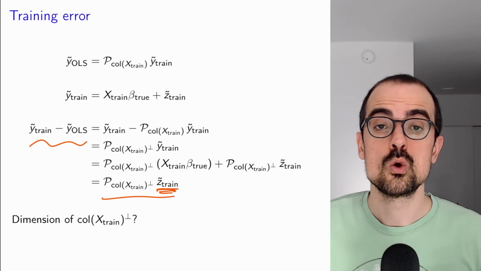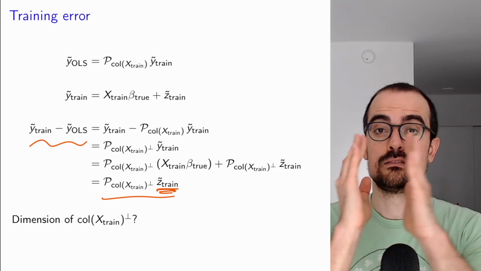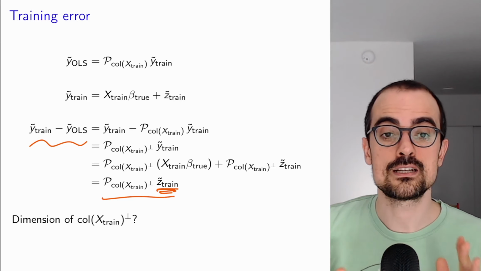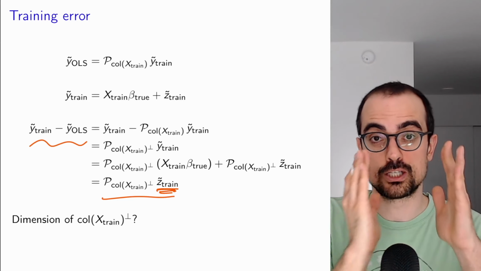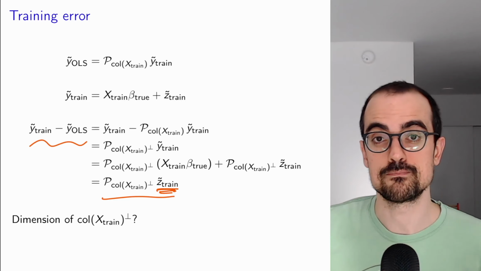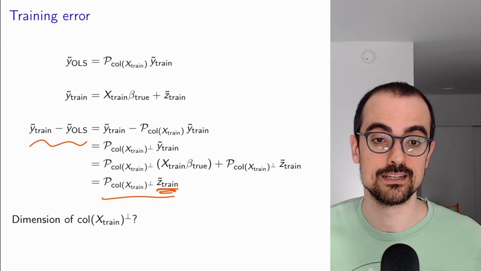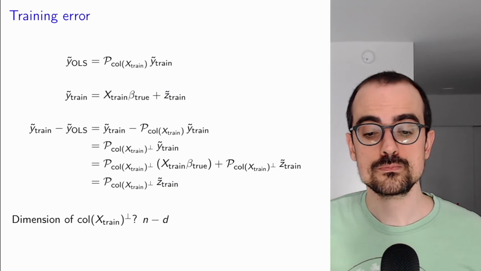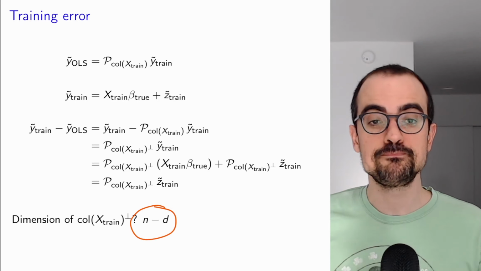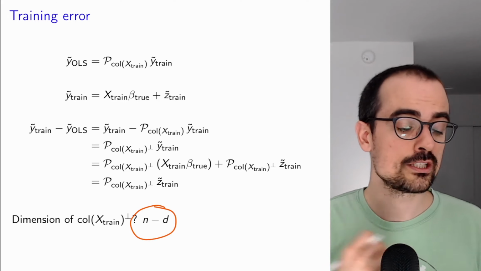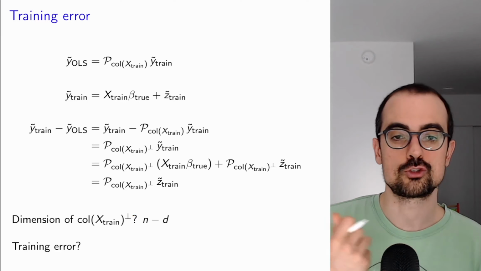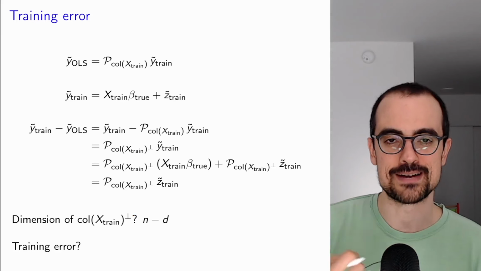So in general, when we have d feature vectors that are n-dimensional, the subspace spanned by the columns is d-dimensional because you only have d columns. So what is the dimension of the orthogonal complement? By basic linear algebra, it has to be n minus d. So we're projecting the noise onto a subspace of dimension n minus d. This means that the training error is going to be proportional to n minus d.